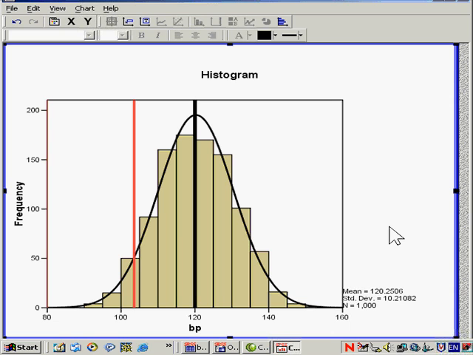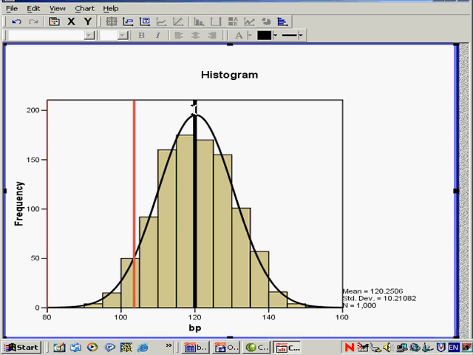And what I've done here is I've moved the line so that it is 1.65 standard deviations away from the mean value. The standard deviation on this histogram is 10 millimeters of mercury. 1.65 times 10 is 16.5. So 16.5 lower than 120 gives us a value of 103.5. So that's where my cutoff line is. So anything which is below this cutoff line is considered to be statistically significantly different from the average value of 120.